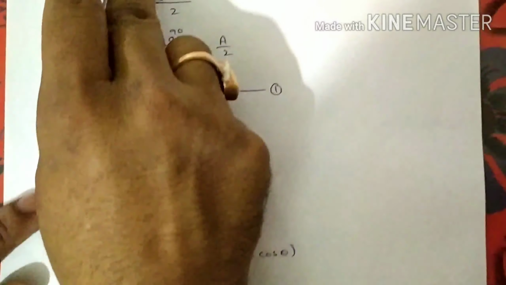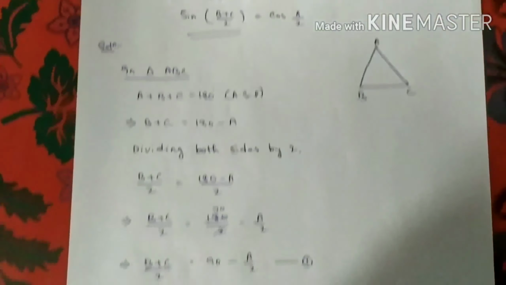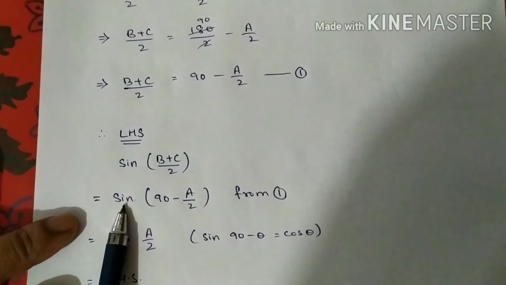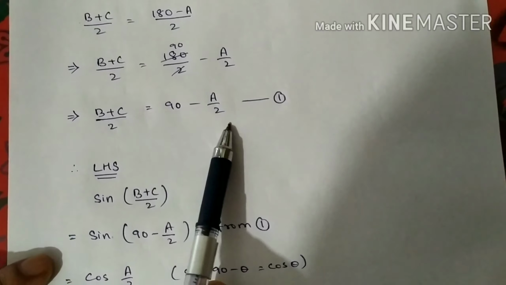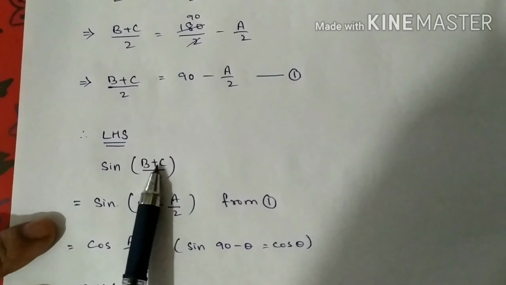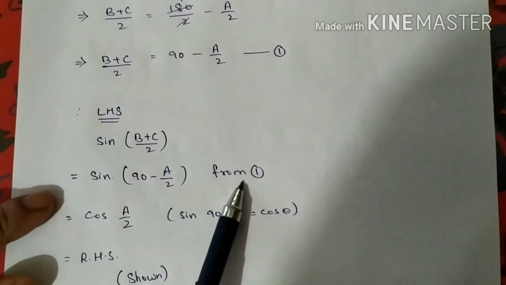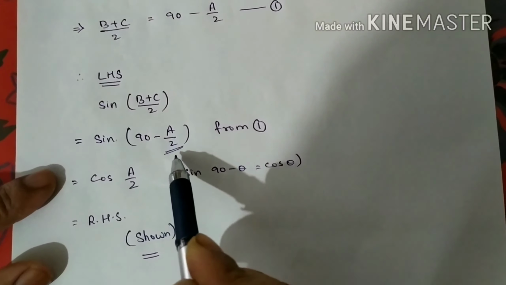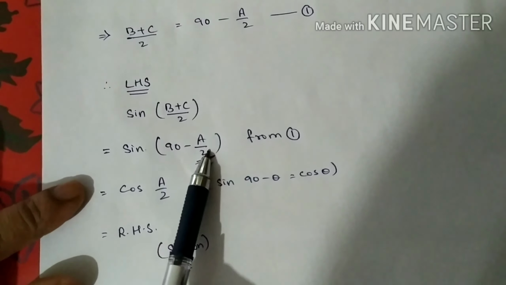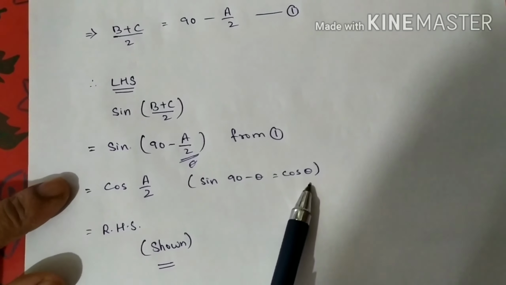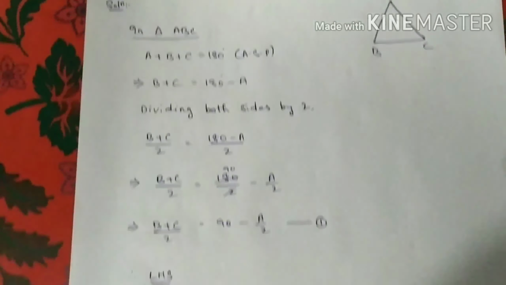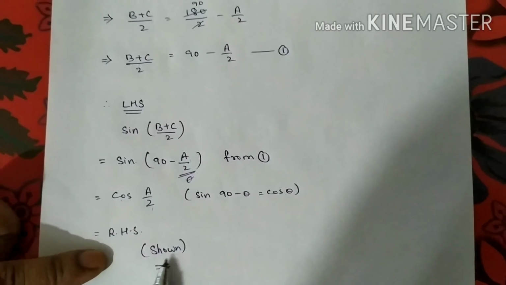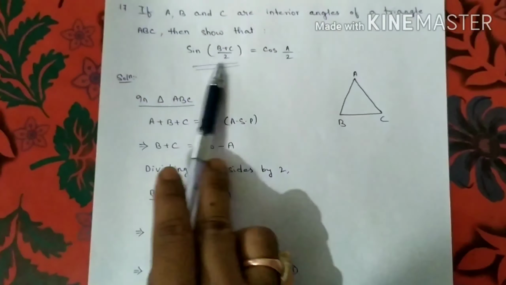So LHS is given that sin B plus C by 2. So I have written here sin B plus C by 2, which is equal to sin, see, B plus C by 2. In equation number 1 we got the value of B plus C by 2 as 90 minus A by 2. So I have substituted it. In place of B plus C by 2 I have written here 90 minus A by 2 from 1. Now this is theta. So sin 90 minus theta. There is a formula, sin 90 minus theta is cos theta. So sin 90 minus theta will be cos theta. So cos A by 2, which is equal to RHS. See, RHS is cos A by 2. So LHS is equal to RHS. I have shown it.